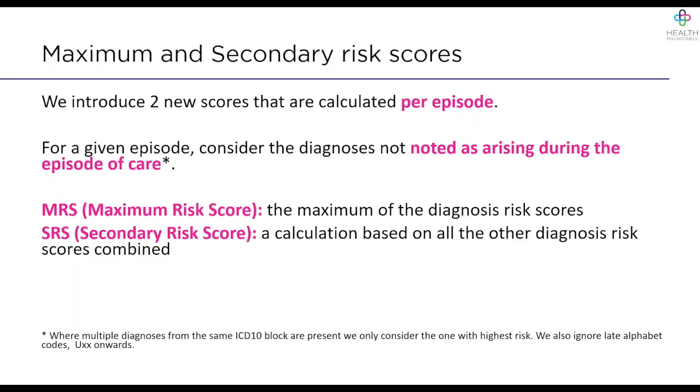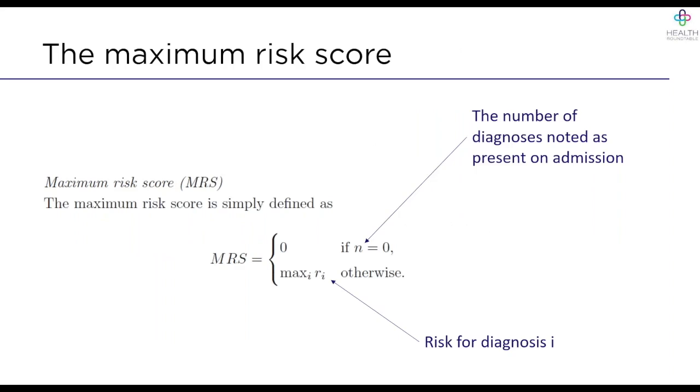Worth noting here that before we do these calculations, we reduce the set of diagnoses a little bit. So if there are multiple diagnoses that were present on admission and that were all in the same ICD-10 block, we only consider the one that has the highest risk. We also ignore all of the late alphabet codes from the U codes onwards in the ICD-10 hierarchy.